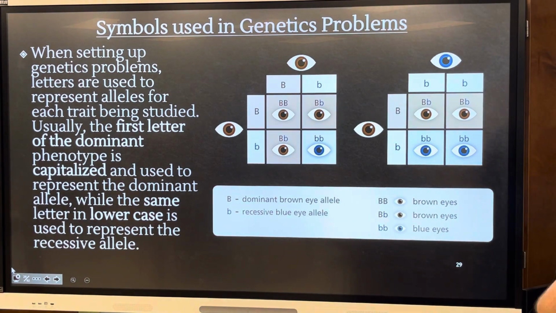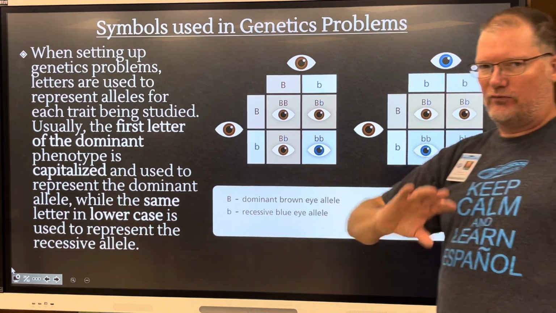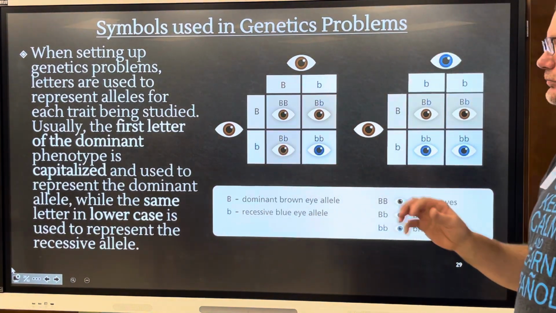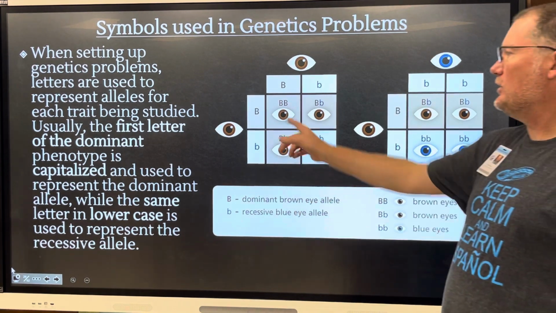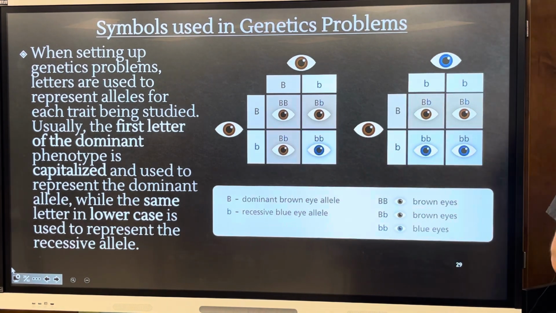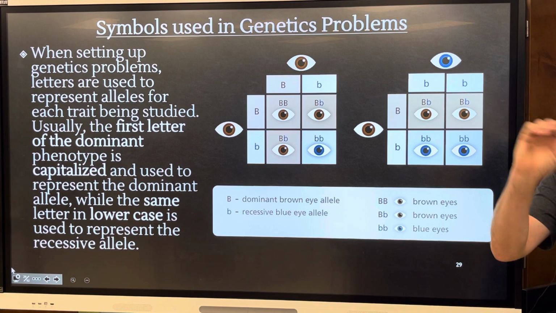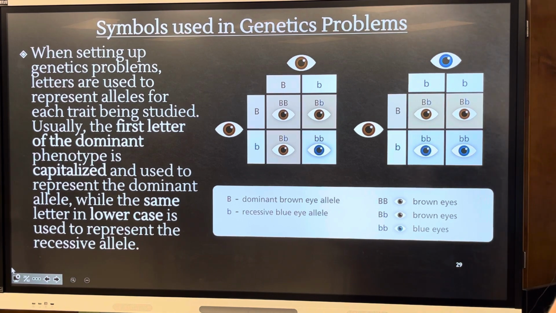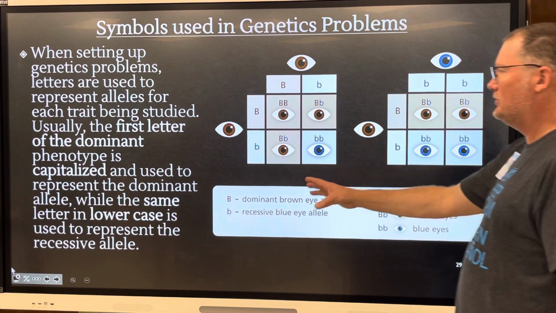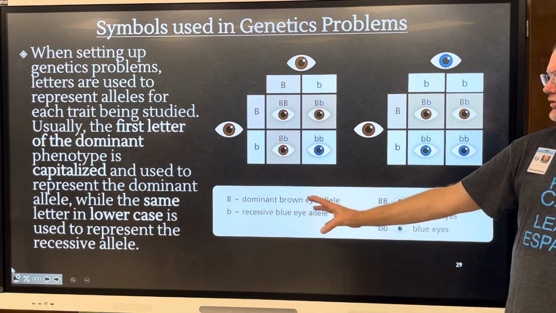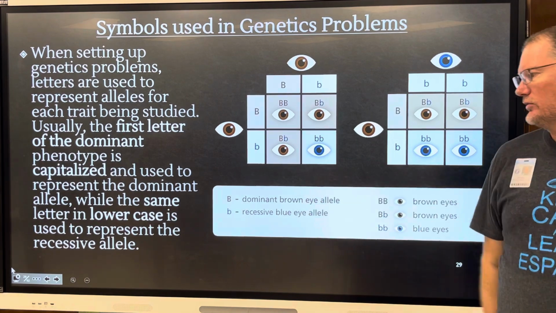Letters are used, obviously, to represent the alleles. Again, this is all review from last week. For each trait, usually the first letter of the dominant phenotype, so I know you have blanks in your notes, but here, slide 29, so get those in. It's capitalized. The dominant one's capitalized, and the recessive allele is lowercase, okay?